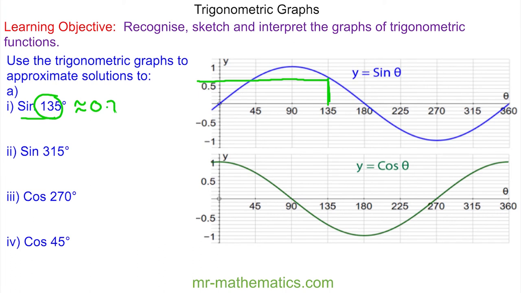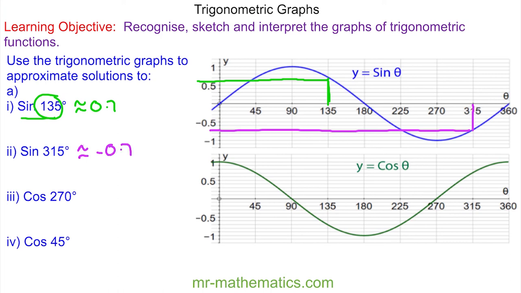And you can see this is approximately 0.7. And for question 2, we have the sine of 315. So we go across to 315, we go up to our graph, and then we go across, and you can see this is approximately negative 0.7.